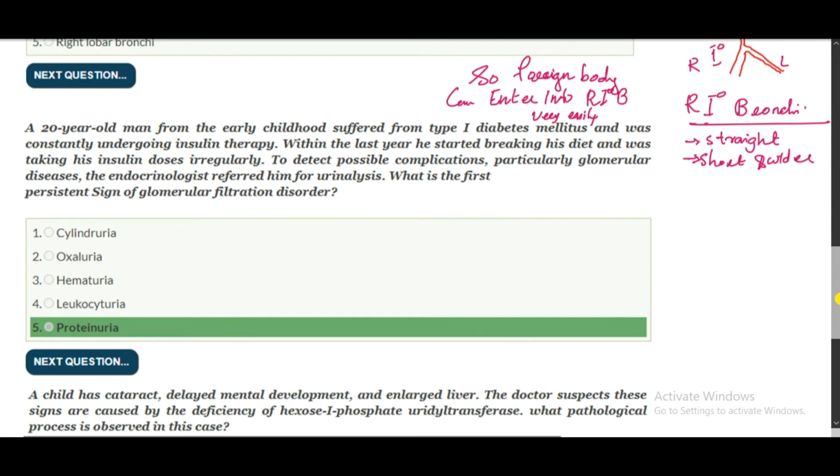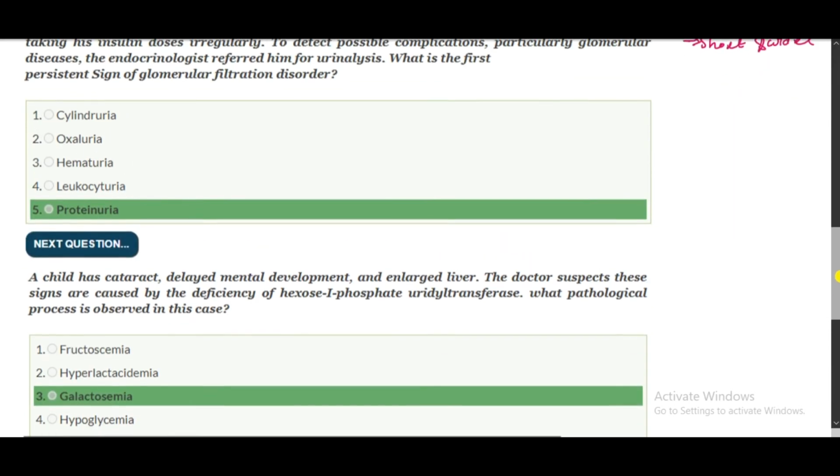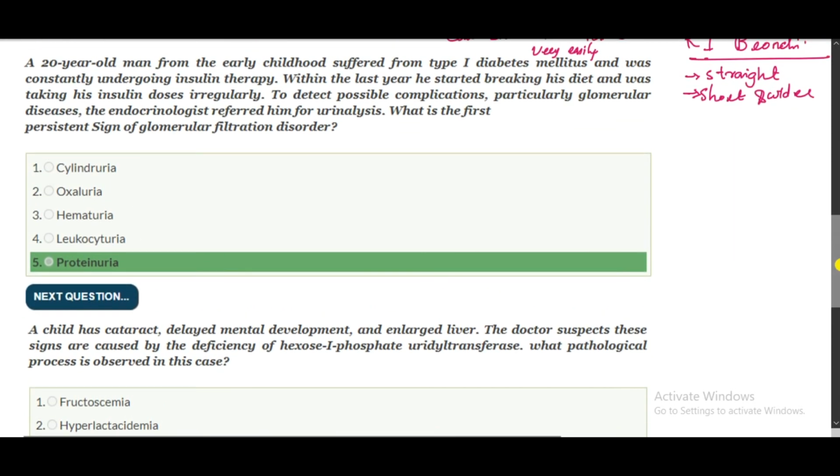So a foreign body can enter into the right primary bronchus very easily compared to the left primary bronchus. Okay.